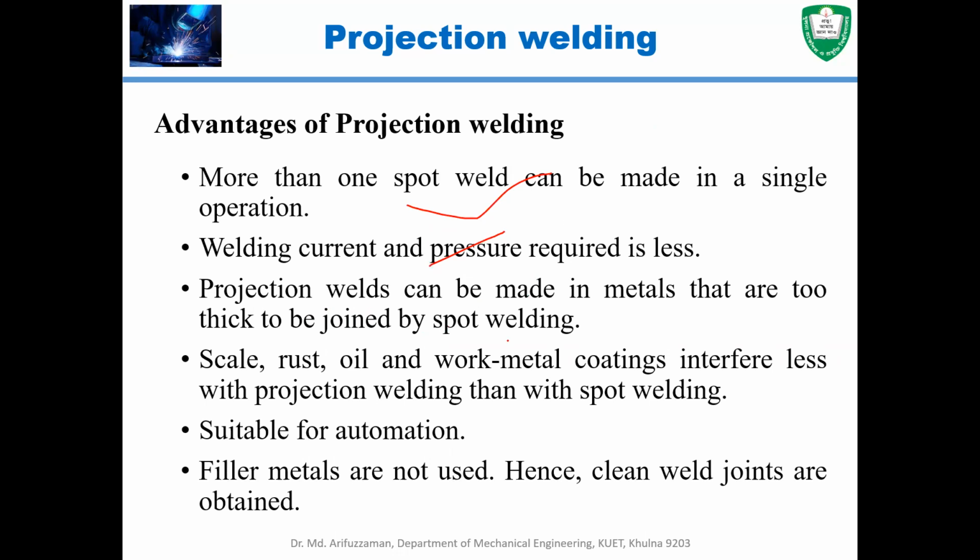But in the case of projection welding, thick specimens can also be joined. Scale, rust, oil, that means the impurities that may be present on the surface of the specimens, do not affect projection welding much compared to spot welding. In spot welding, a whole region is covered, but in projection welding, there is only a very tiny region in contact with the workpiece, so there will be less effect of surface impurities compared to spot welding.